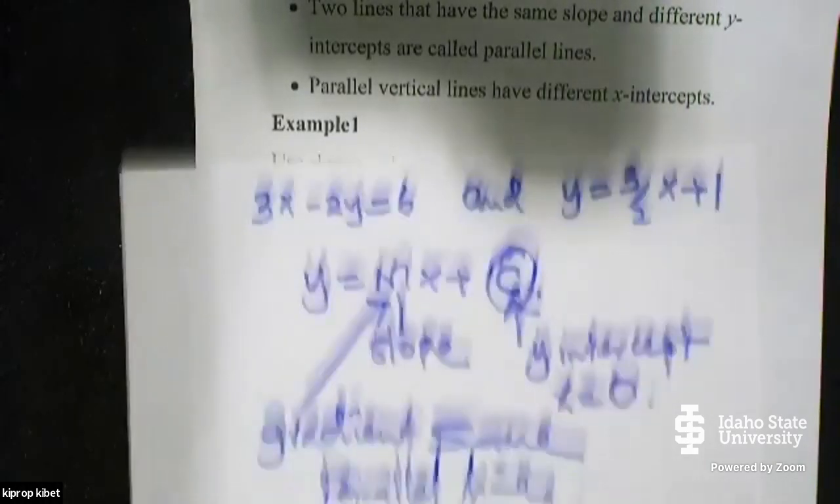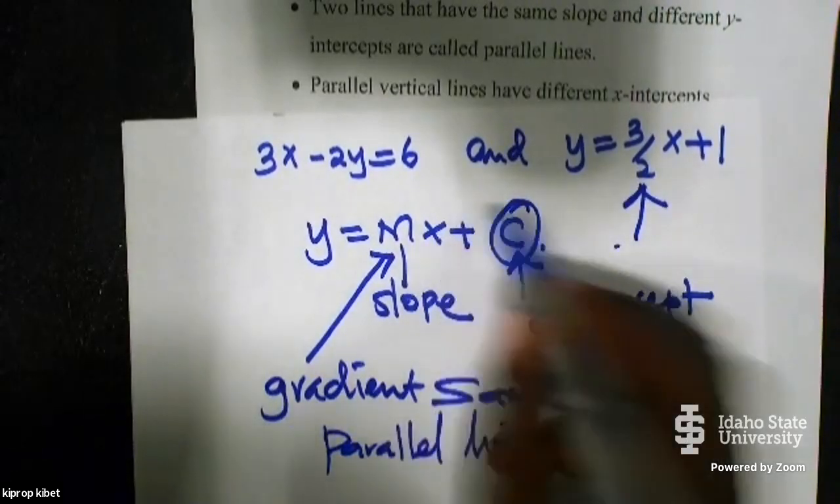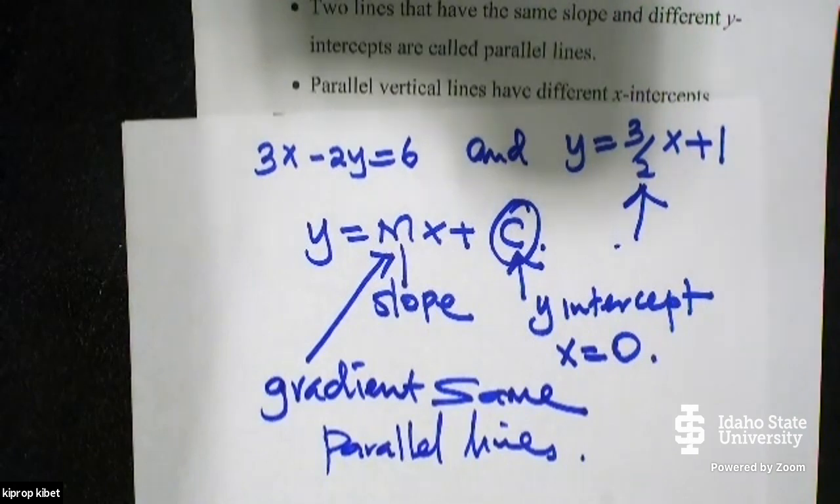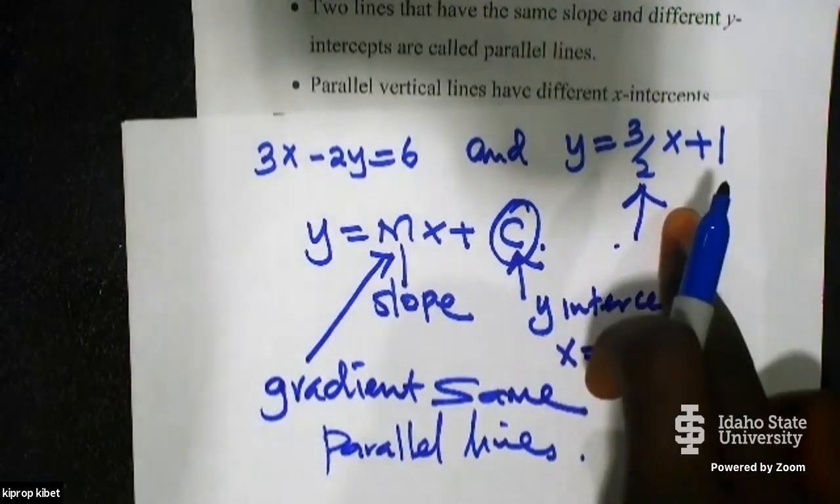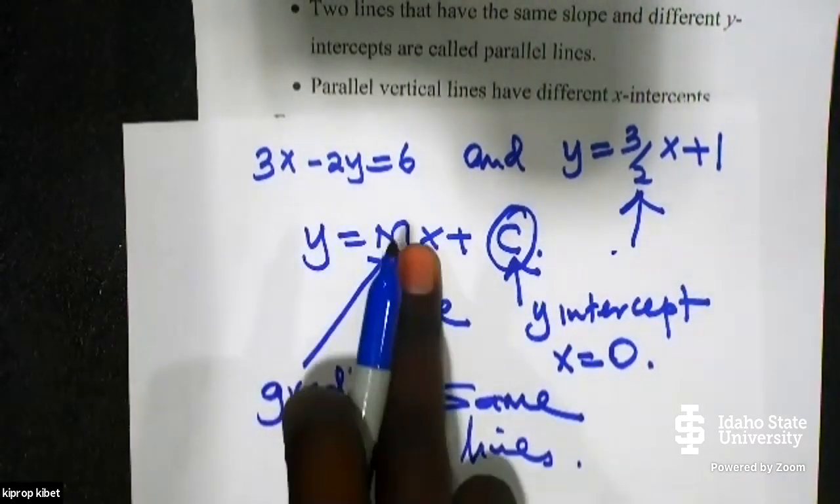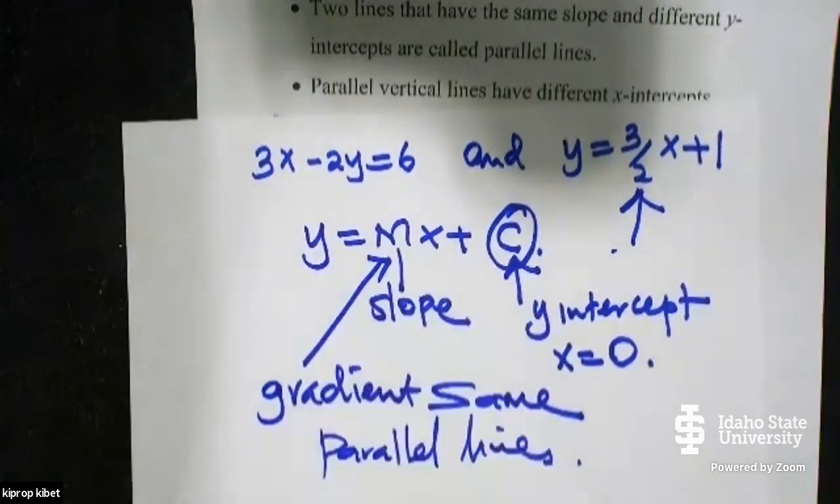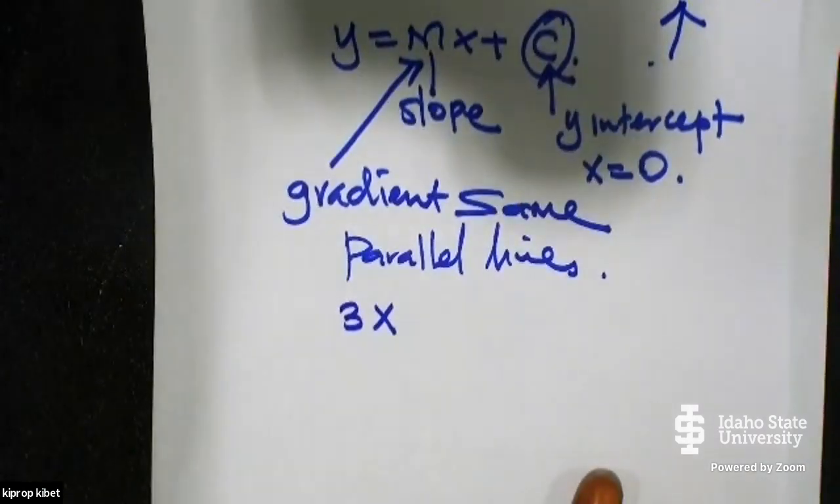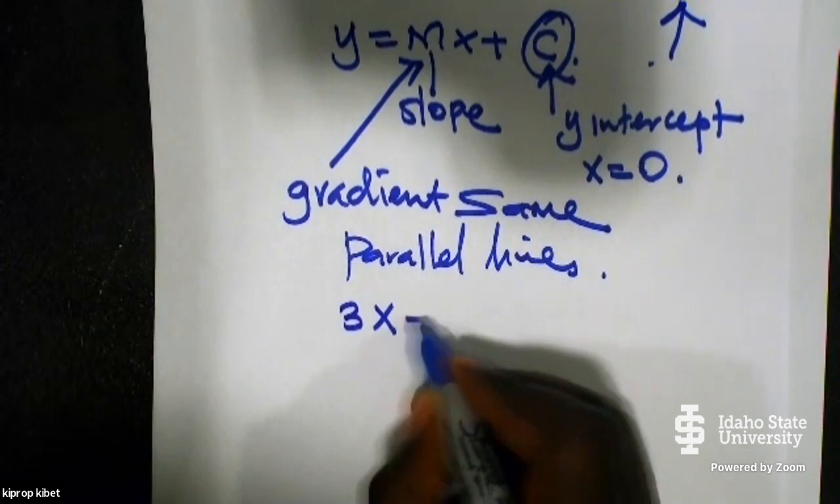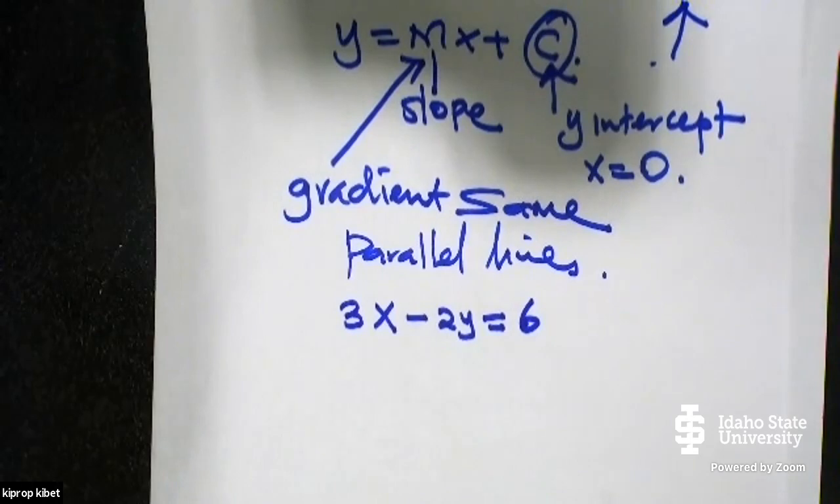So here our gradient is this one because we have already written the second equation in the form y equals mx plus c. Then we look for the gradient in the first equation. So we write it in the form y equals mx plus c. Here we have 3x minus 2y equals 6. So we make y the subject.